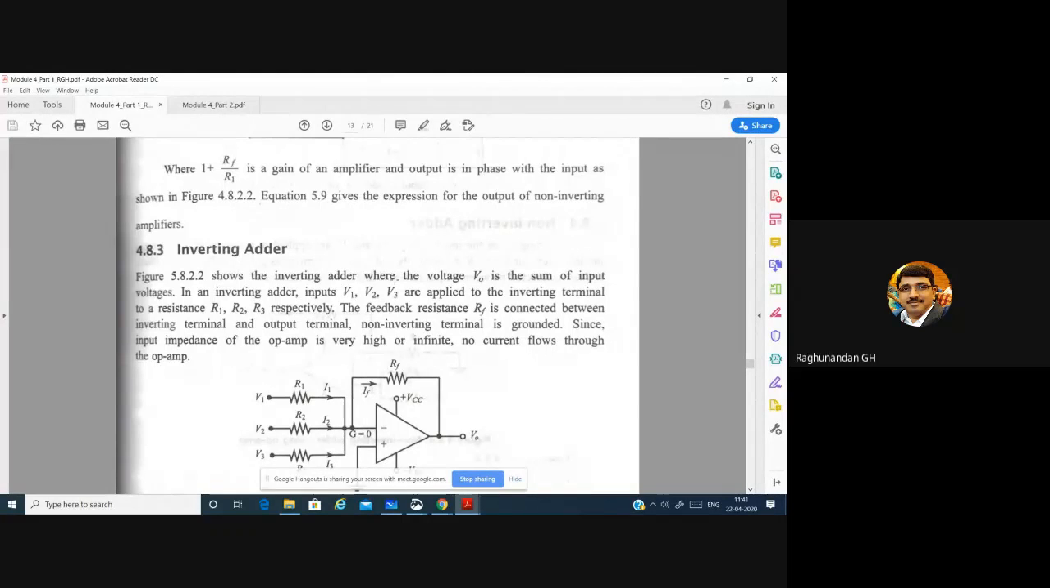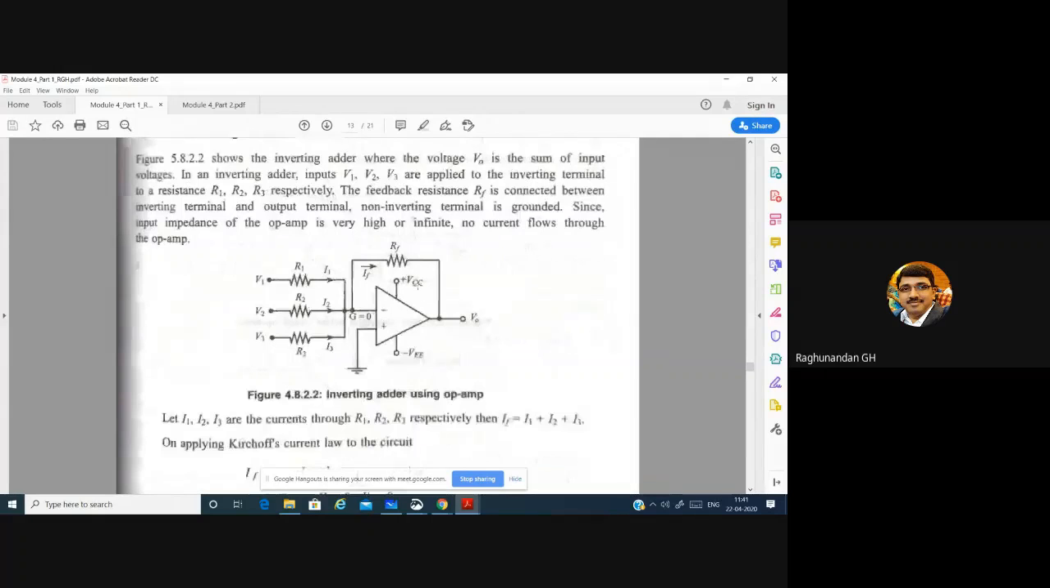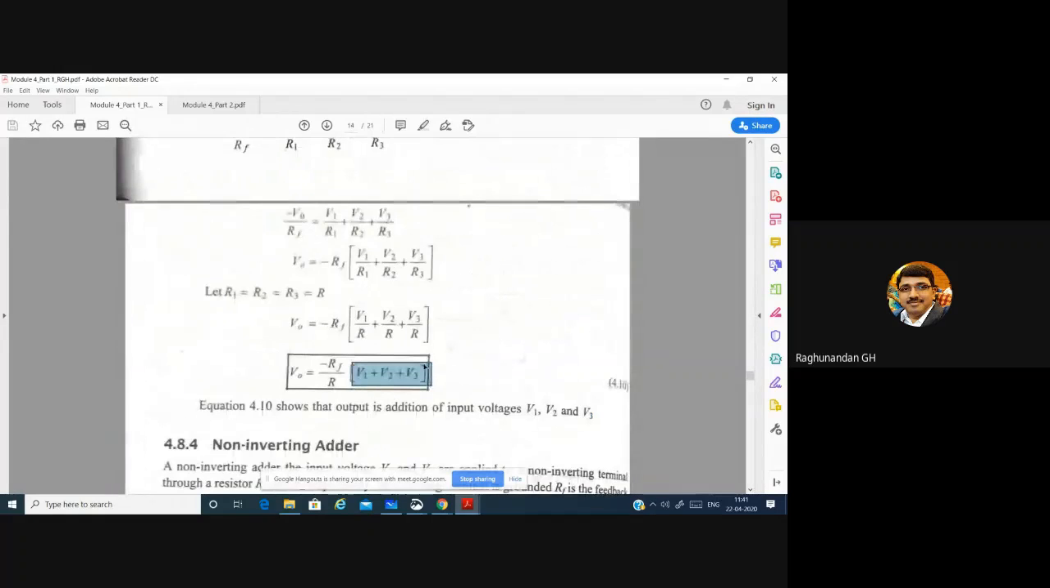If it is just a summing circuit, then you are just going to add them. Same derivation, but RF and R should be equal. When RF and R are equal, they cancel each other and we'll get the output V0 is equal to minus of V1 plus V2 plus V3. Okay, so this is one application.